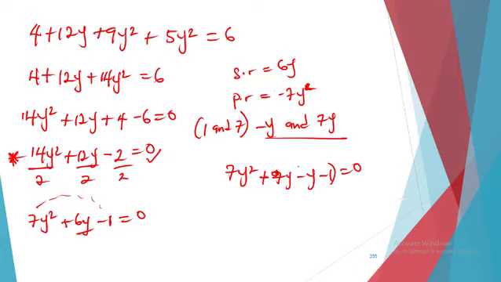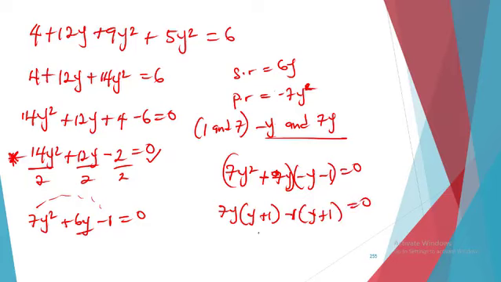We then pair this. What is common in the first bracket? 7y is common. Then we have y plus 1. What is common here? Minus 1 is common. We'll have y plus 1, such that minus 1 times 1 will give us minus 1 equal to 0. So the two brackets are the same. Remember, they must be the same. So 7y minus 1 into y plus 1 is equal to 0.